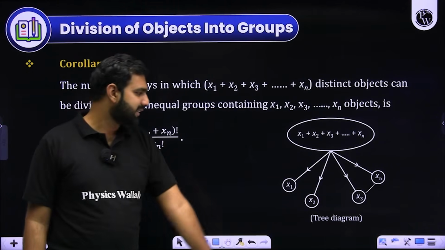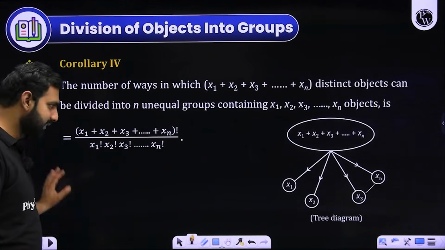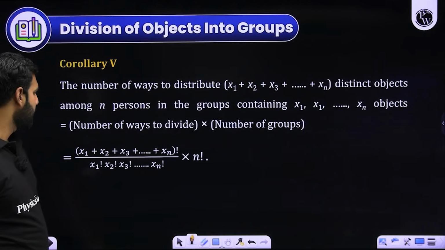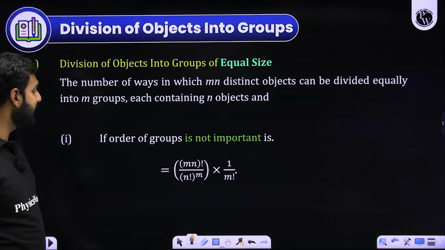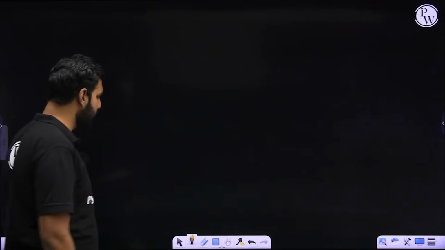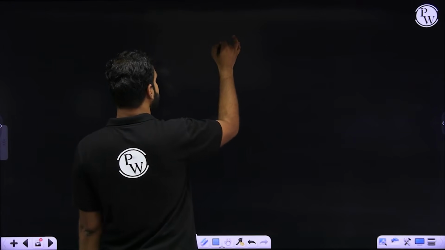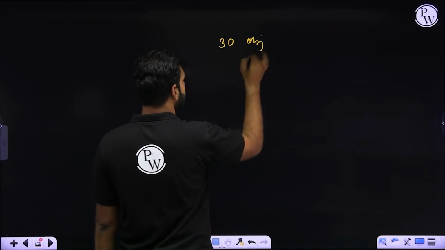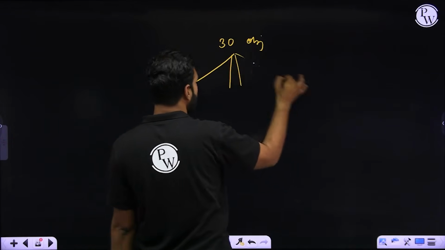The problem is, this is the generalization if the groups contain an unequal number of people. But what if the number of people is equal? What do I mean by that? Let me talk about that here. Let's say there are 30 objects. I want to make 4 groups.